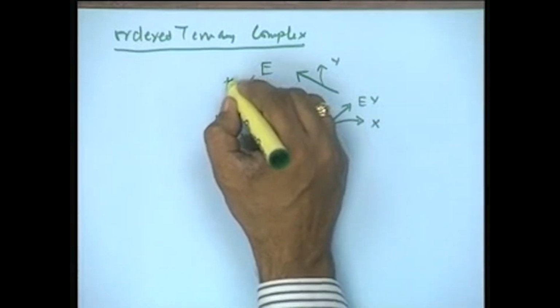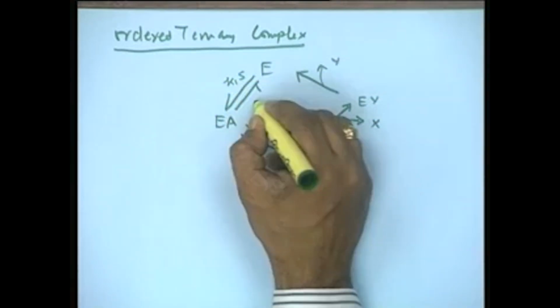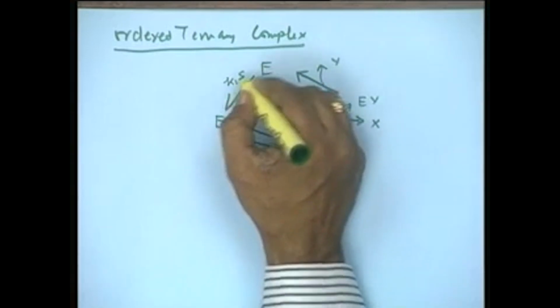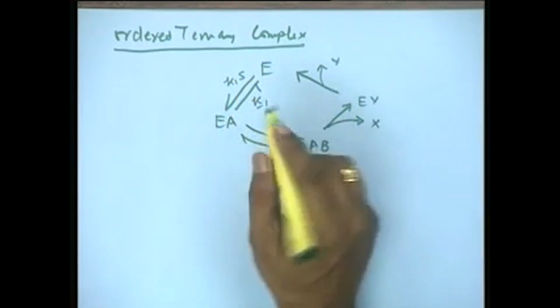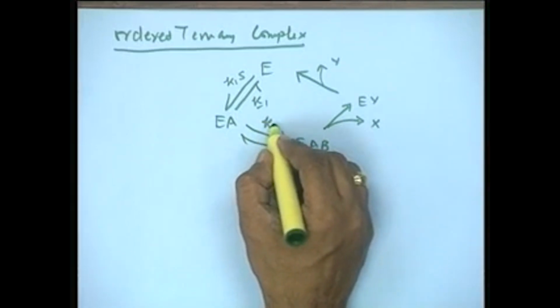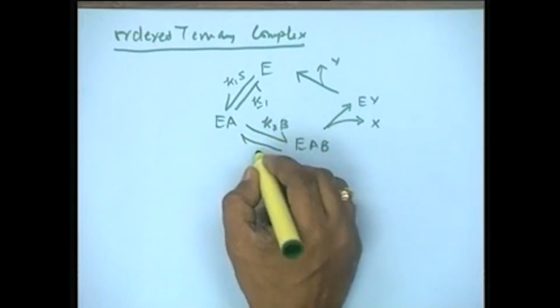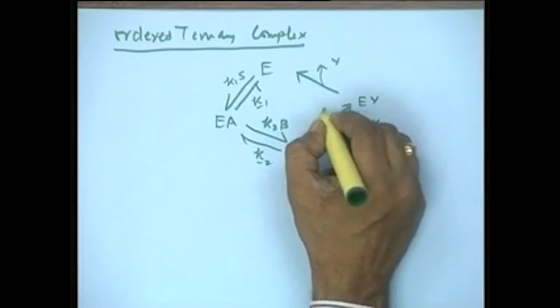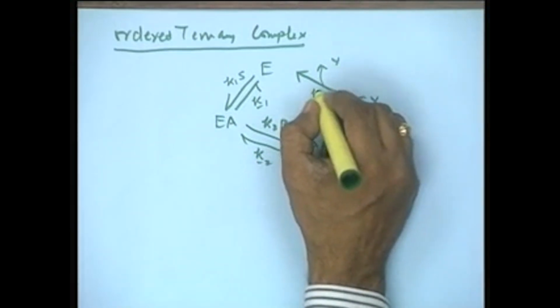And let us say this is K1S, K minus 1. I am just writing the kappa values right on the arrow, so that while writing the rate expression it is easier. And this is your K2 into B, K minus 2, this is K3, this is K4.